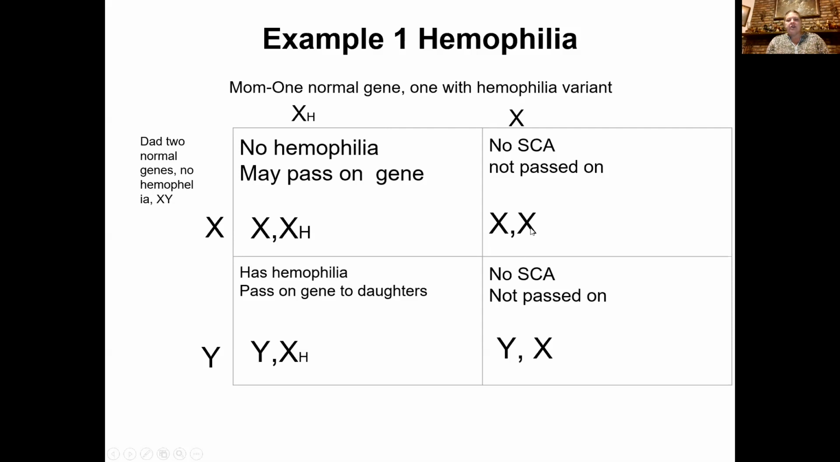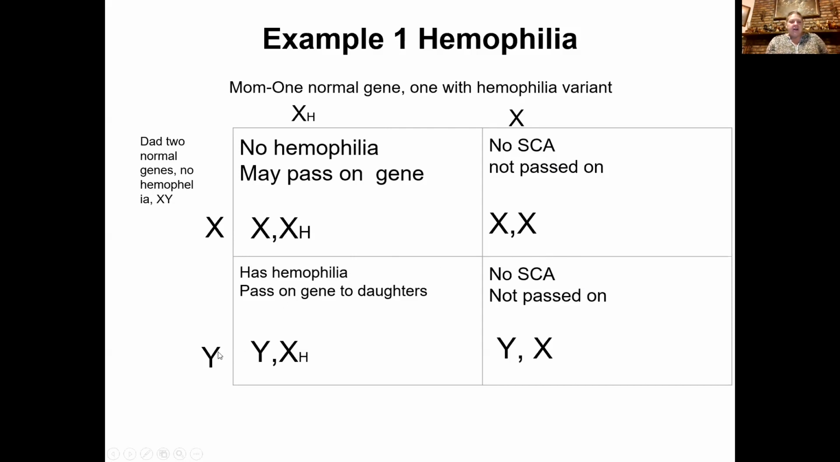This child got two normal genes, no hemophilia here. It's not passed on, and they don't have it. Oops, I have SCA on here. Sorry about that, guys. That's supposed to be hemophilia. Kind of copied some graphs here, charts.